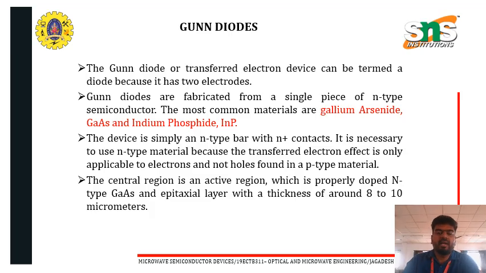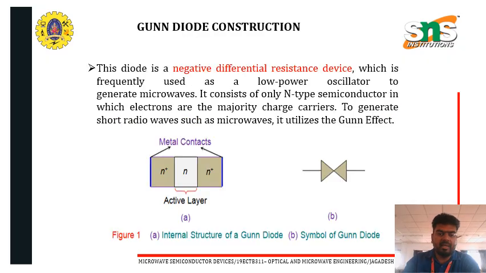The Gunn diode or transferred electron device can be termed a diode because it has two electrodes. The Gunn diode is fabricated from a single piece of N-type semiconductor. The most common materials are gallium arsenide and indium phosphide, that is InP. The device is simply an N-type bar with N plus contacts. It is necessary to use N-type materials because the transferred electron effect is only applicable to electrons and not to holes found in a P-type material.